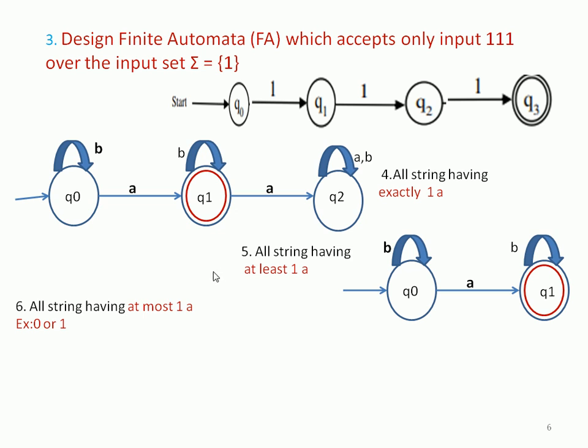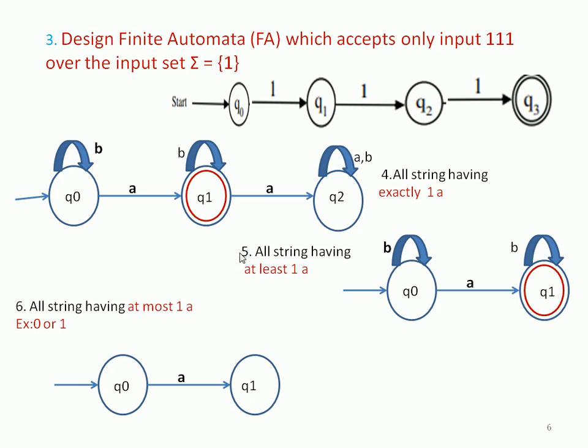Now the sixth example: all strings having at most one A. At most one A means either zero A or one A, or no A. So let's begin with Q0. The inputs here are A or B.